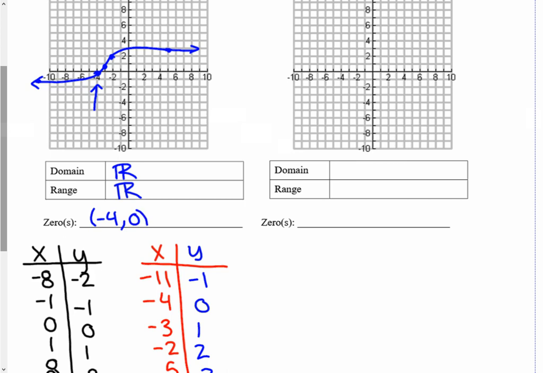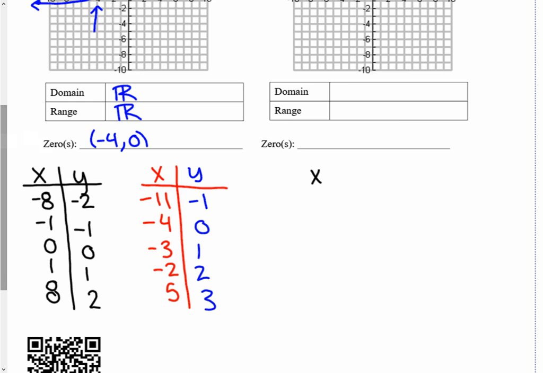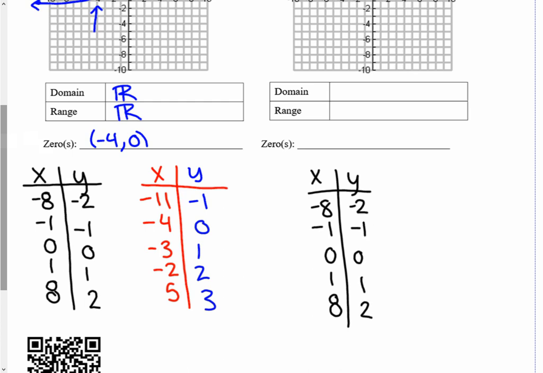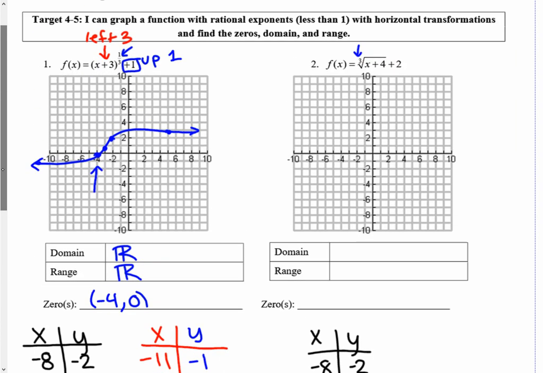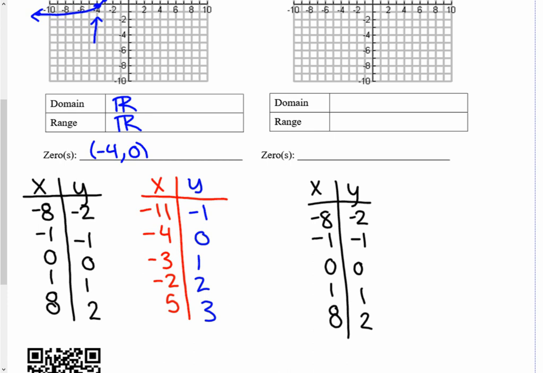For b, we're going to do the same thing. I'm going to start with that parent function table. So we have -8, -1, 0, 1, and 8, -2, -1, 0, 1, and 2. Horizontal shift, then, I want to look underneath my root. I have a +4, so that tells me I'm going to the left 4. So I'm going to subtract 4 from all of my x values. Subtracting 4, I get -12, -5, -4, -3, and a +4.